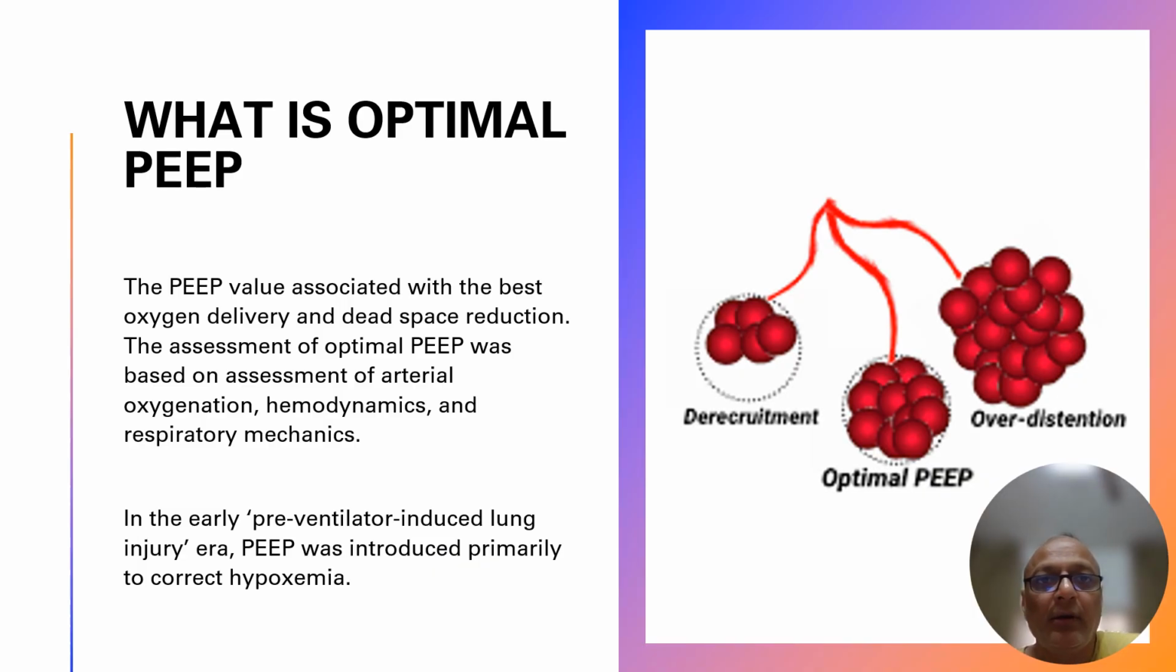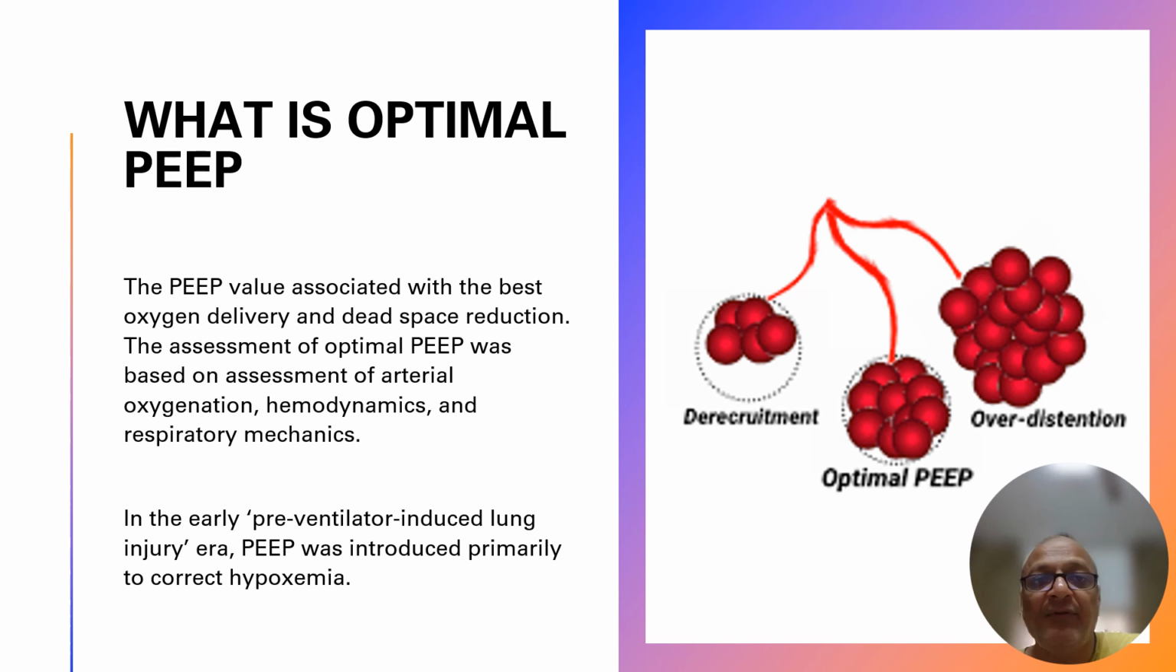Positive end-expiratory pressure, or PEEP, has been interwoven with acute respiratory distress syndrome since its first description. The optimal PEEP is the value associated with best oxygen delivery and dead space reduction. Even though PaO2 continues to increase at PEEP levels higher than the optimal PEEP, optimal PEEP takes into consideration not only arterial oxygenation but also hemodynamic effects of PEEP. So essentially the focus is not on arterial oxygenation but on oxygen delivery.